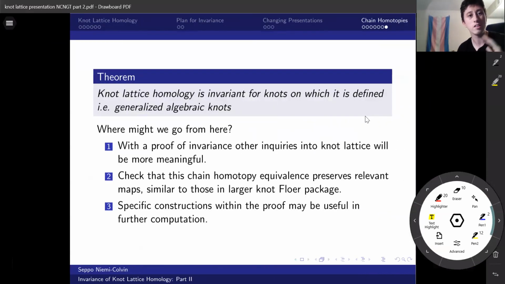As a reminder, our theorem is that knot lattice homology is invariant for knots on which it is defined, i.e. generalized algebraic knots. With invariance, other inquiries into knot lattice will be more meaningful. I plan to, in the write-up of this into a paper, check that this chain homotopy equivalence preserves relevant maps similar to those in the larger knot Floer package. And these constructions in this proof, such as the chain homotopy and the recursion, may be useful in further computation.